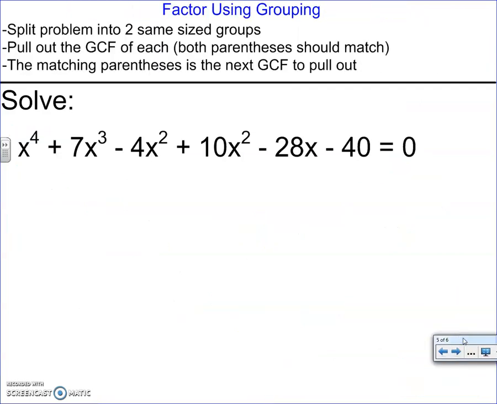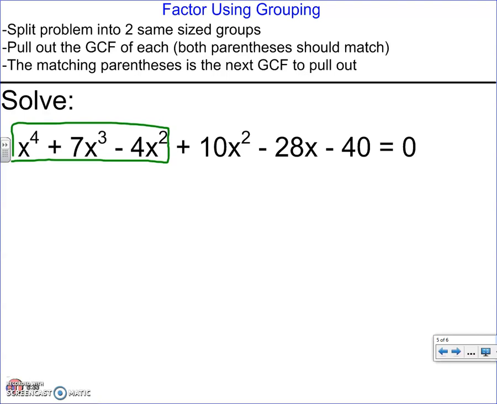Alright, the next one is factor using grouping. You split the problem into 2 same-sized groups. You pull out the GCF of each. Both parentheses should have matching things inside. That matching parenthesis will be the new GCF. So in this problem, if you notice, they didn't really combine it. You could actually combine the x squared together, and then do depression, but they split it for us because they want us to see the grouping pattern. If I make 2 same-sized groups, this is my first group.